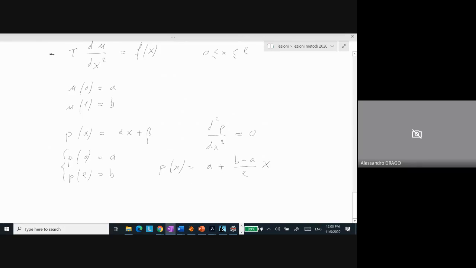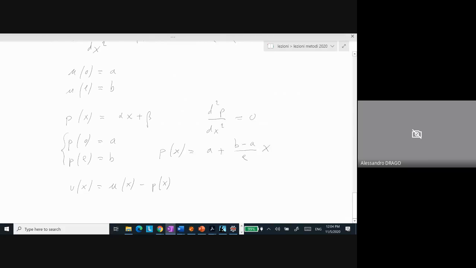So at that point, what can I do? I can shift, so to say, the problem. Here I had u, which is the solution of the original problem, and I can introduce a function v of x, which is equal to u of x minus p of x. So p of x is fixed, it has now been determined completely by imposing that it satisfies the two boundary conditions.